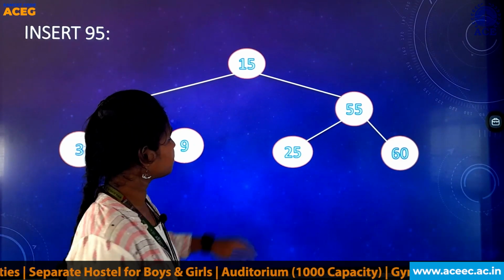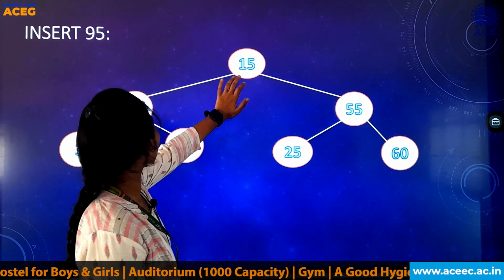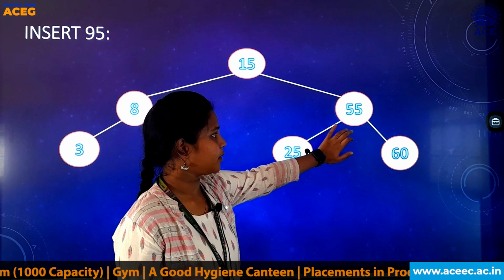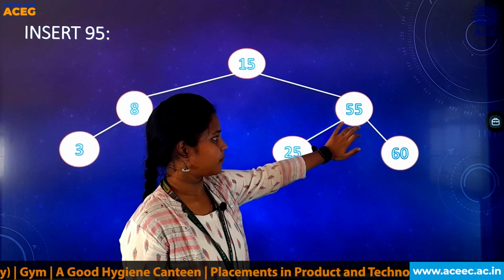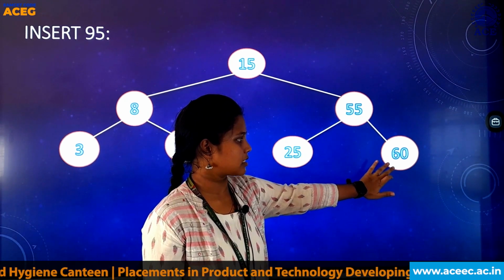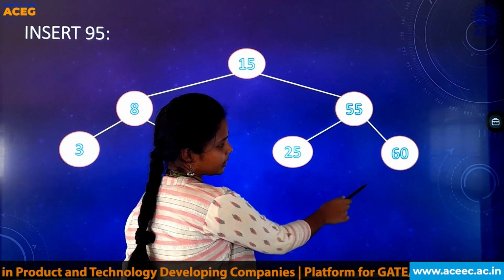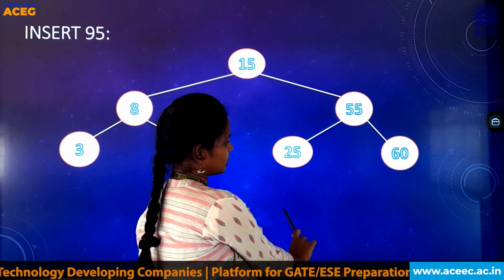Insert 95. First compare with the root node. 95 is greater than the root node. So check with the element 55. It is greater than the 55. So again check with the 60. It is greater than the 60. Now insert 95 at the right of the 60.